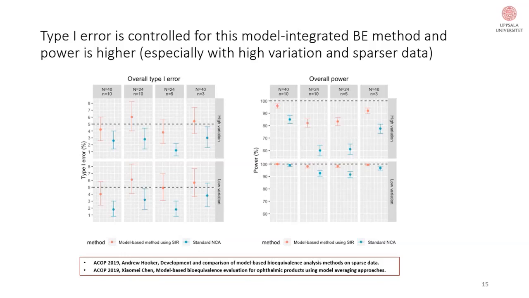We can also see that the overall power, especially when there was high variation in the data, was much better for the model-based, in red, situations. So you can see here with few individuals and few samples per individual, there was a large difference between the standard analysis and the model-based analysis. And even if you doubled the number of observations per individual, you still saw that large difference.